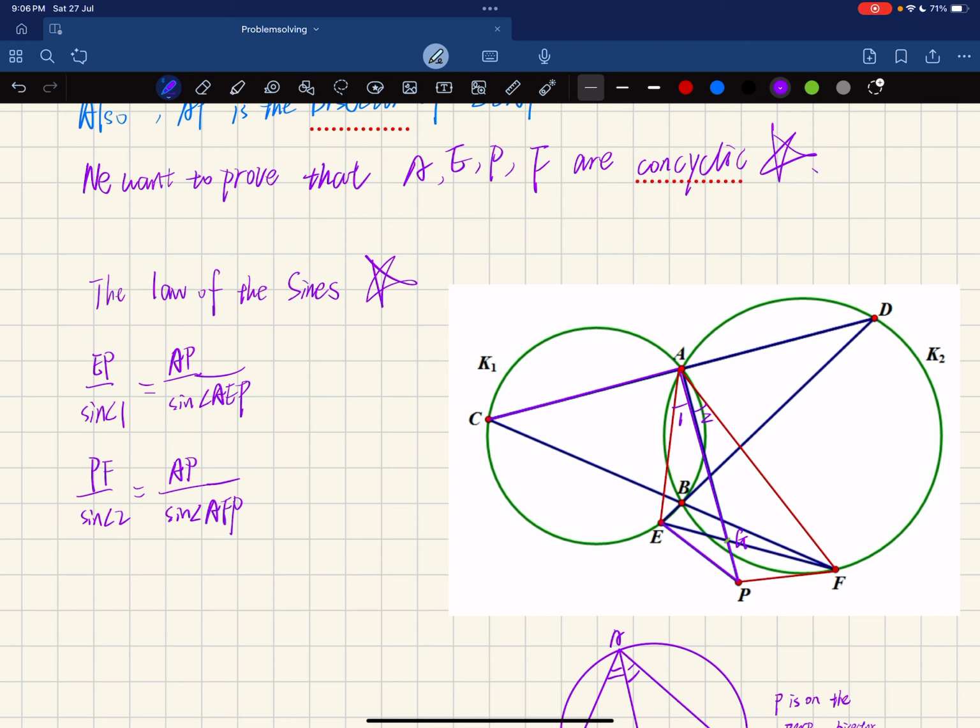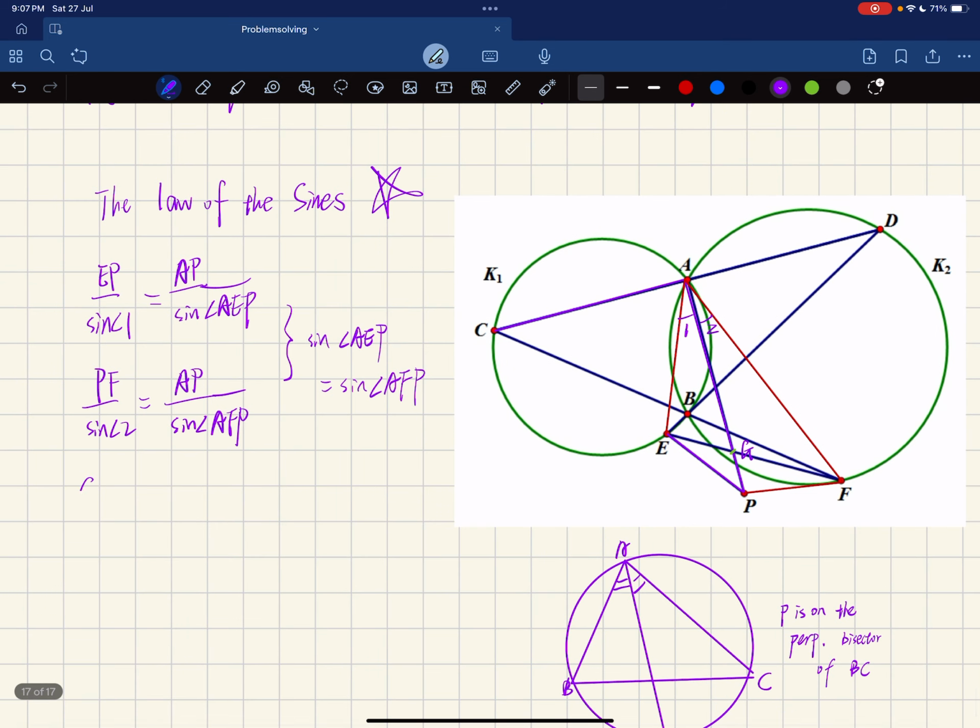So since EP and FP are the same and angle 1 and angle 2 are the same, so the sines of angle 1 and angle 2 are also the same, and we have AP equals to AP. So we have sine angle AEP equals to sine angle AFP. So we have two cases. Case 1, angle AEP equals to angle AFP.